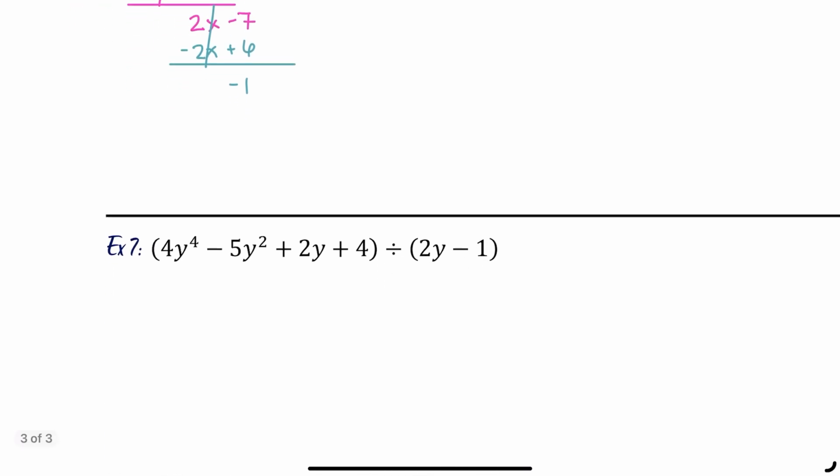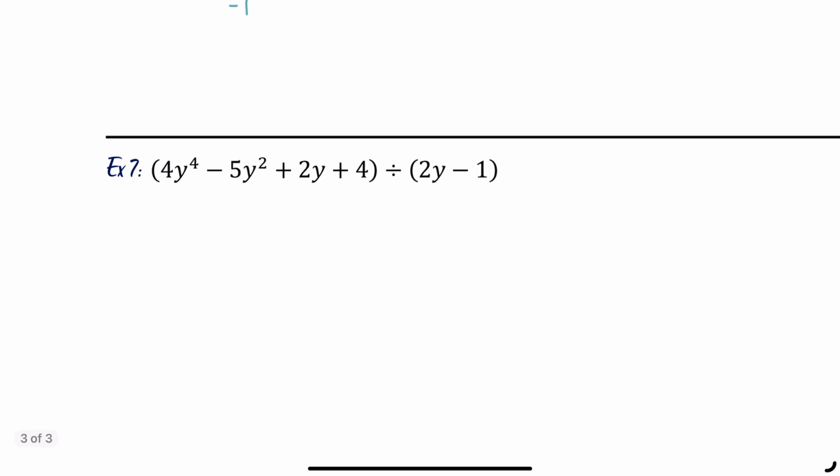Now, for my very last problem, if you remember when I mentioned in the very first problem that my variables have to start with the highest degree and then work their way down. Now, what you see here is that we are missing a degree of 3. So when I go to write my first polynomial inside of that division bar, I'm going to put a placeholder for my third degree term.